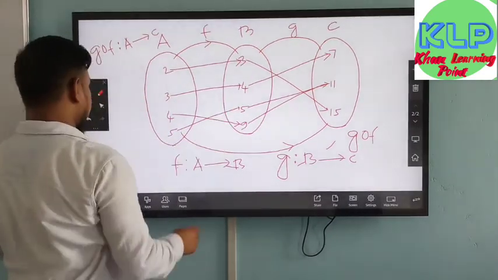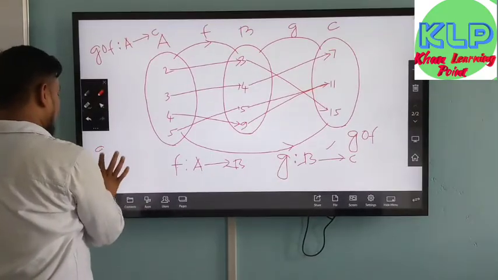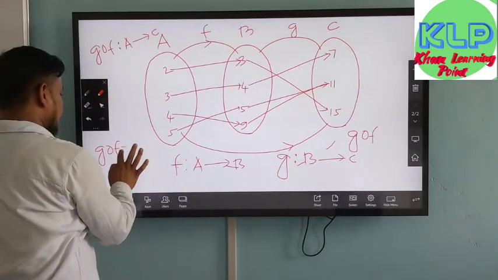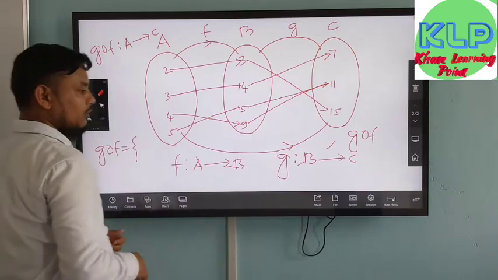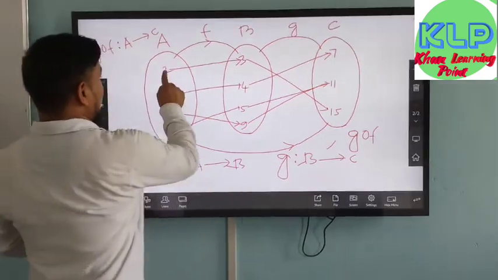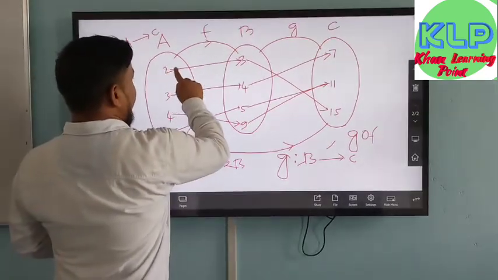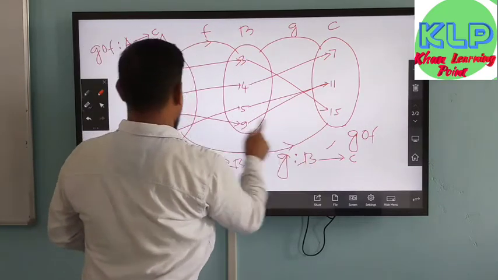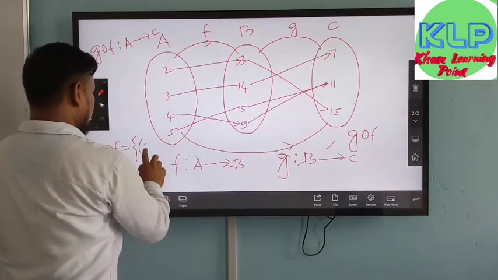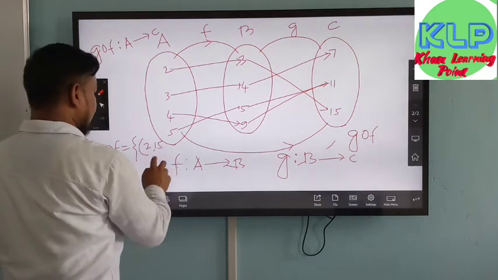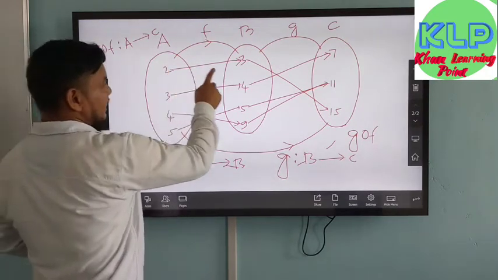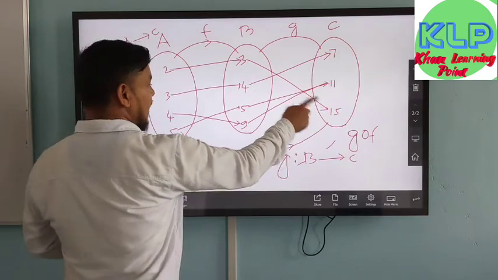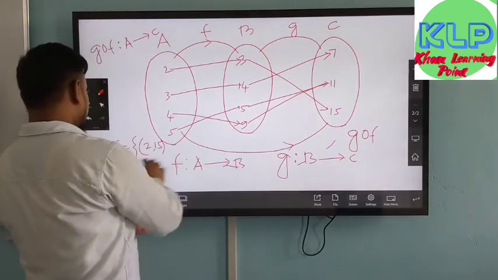And in this case gof contains the ordered pair 2, first see where the image has gone from, where it has gone to: 3, the image of 2 is 3, finally where did it reach? 15. So here it will be 2, 15. The image of 2 is 15 under the function gof.